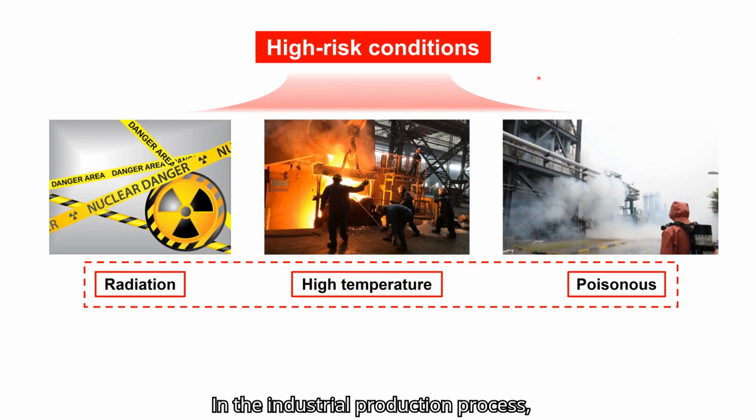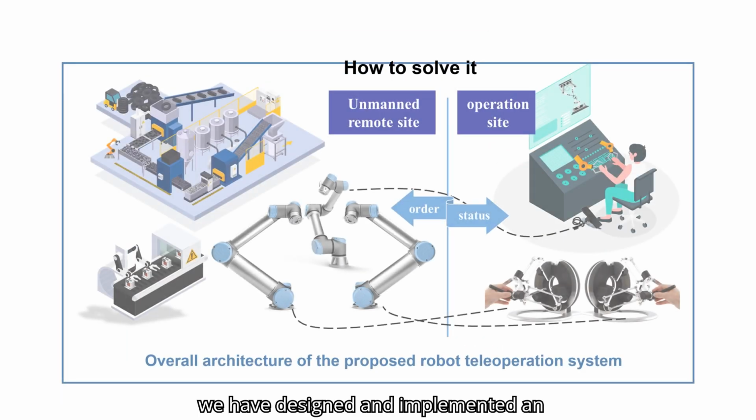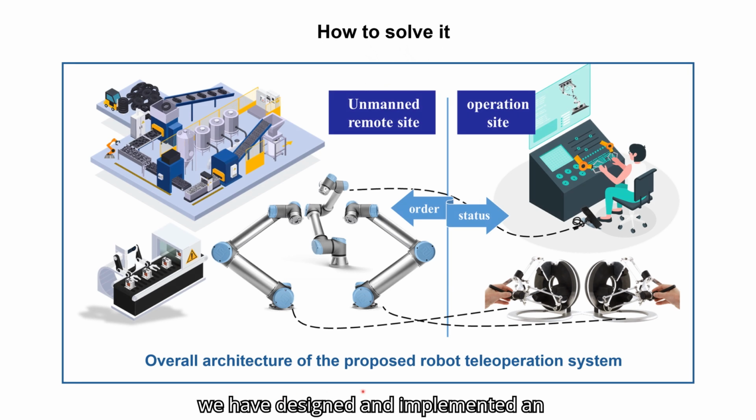In the industrial production process, numerous products are subjected to high-risk conditions such as radiation, high temperature, poisonous, and other hazardous factors. There is no doubt that it significantly limits the efficiency of production operations. But how to solve it? To solve it, we have designed and implemented an enhanced teleoperation system.